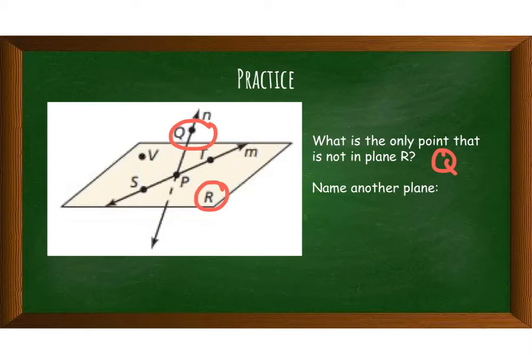And then name another plane. So another plane that we could name would have to involve Q, because the rest of these points, if we were to name a plane with them, would only form plane R, okay? So we're going to say plane, and let's pick S, P, Q.